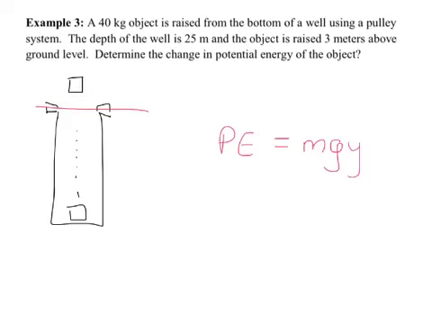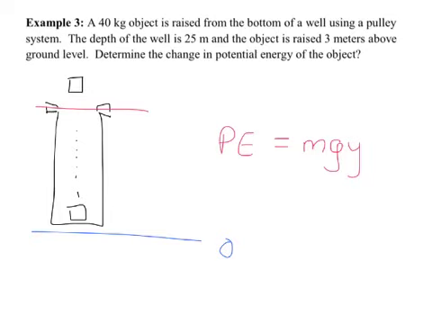What should I consider to be zero energy in this problem? What's the lowest possible height in this problem? Where is it? In words, tell me. The bottom of the well. The bottom of the well. So let's call this our starting point. Let's call that our zero reference point.